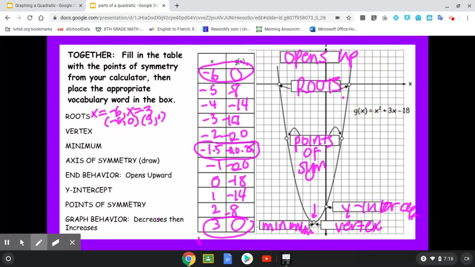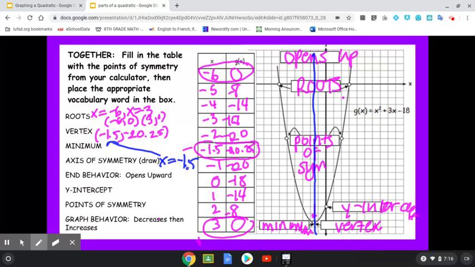Now your vertex we already said was (-1.5, -20.25). So you just take that out of the table. That's the turning point or the minimum. Your axis of symmetry, I didn't draw in there, but I'm also going to write it as an equation. Your axis of symmetry is this line that goes through the vertex. It's really important that you know how to name it as well. The axis of symmetry is x equals, remember it's always x equals, and it's the x coordinate from your vertex, which is -1.5.